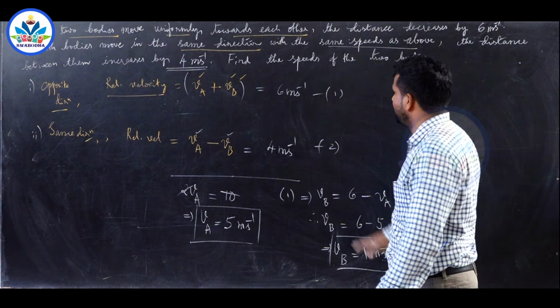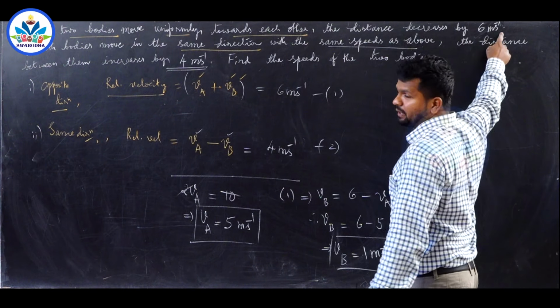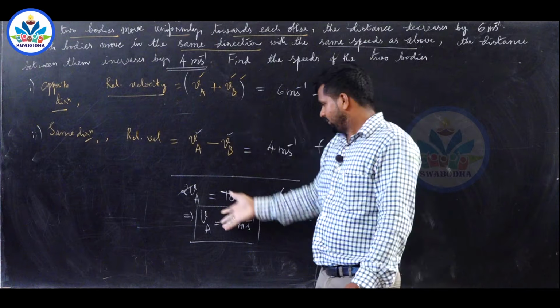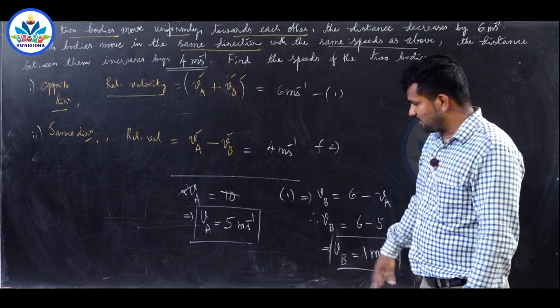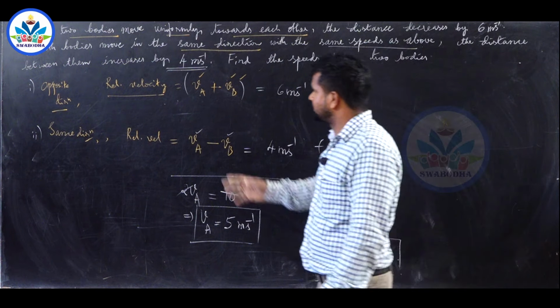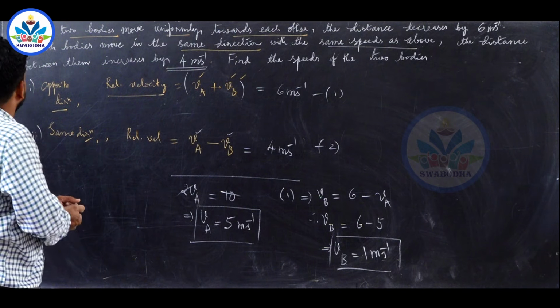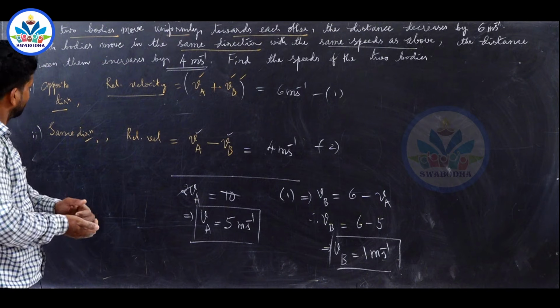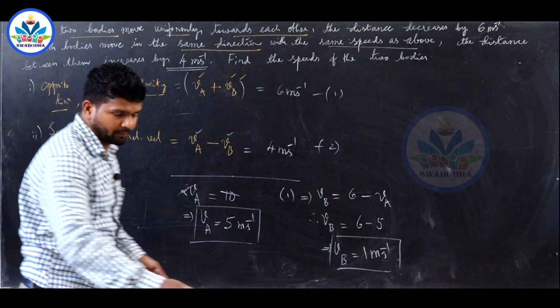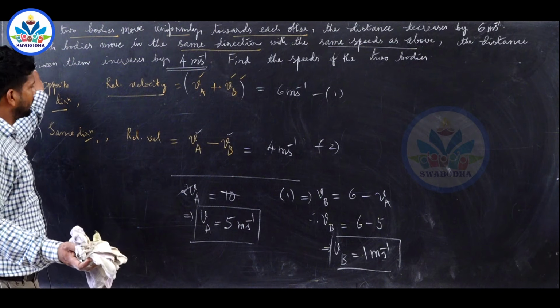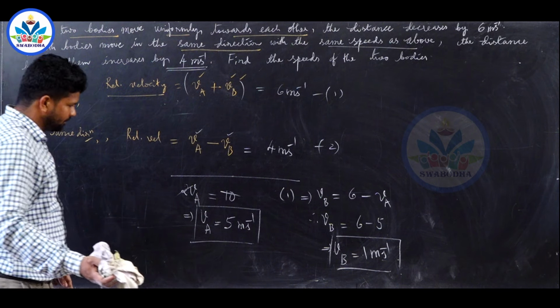So they gave 6 meter per second, and 4 meter per second. You just add, rearrange, and you will get the values of VA and VB. So simple a problem. This can be solved using some other method also, but this is the simplest method, using relative velocity, because we have studied relative velocity. This is the useful tool to solve this problem.